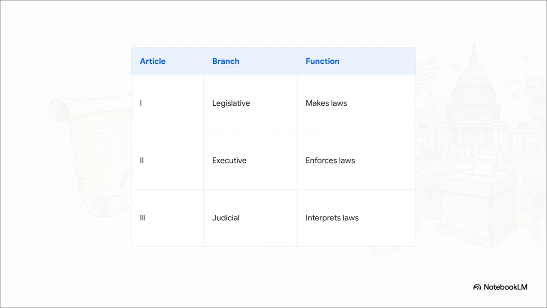Moving into part 2, the 3 branches, where we divide up the power of this machinery. At the Constitutional Convention, the delegates knew a strong central government was incredibly dangerous if left unchecked, so they designed a brand new blueprint that divided power into distinct compartments to prevent tyranny.